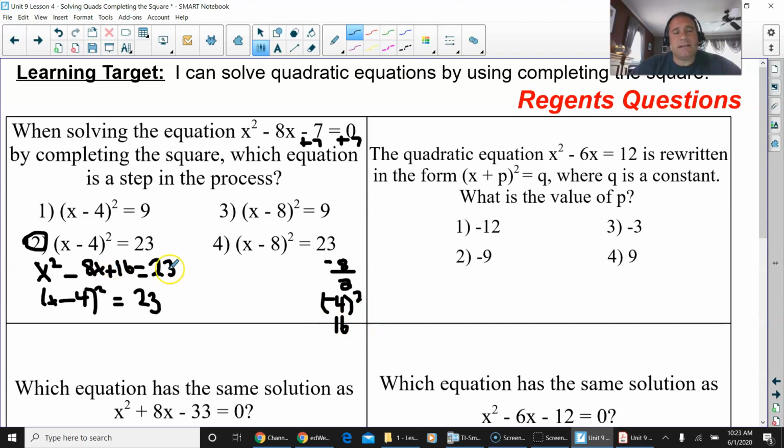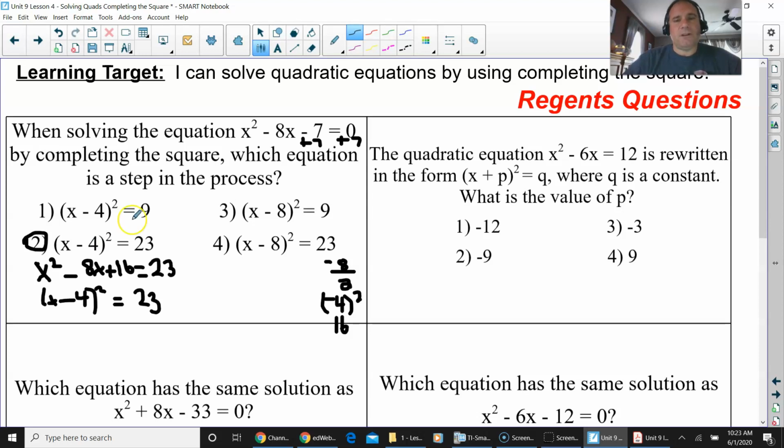So I added 16 to both sides, and it became x squared minus 8x plus 16 equals 23. When you add 16 to 7, you get 23. And I factored and I came out with x minus 4 times x minus 4 equals 23. That is number 2, and that's why I got that answer.